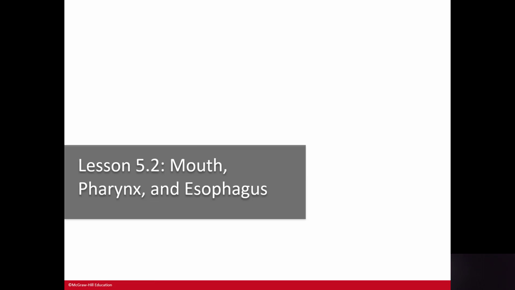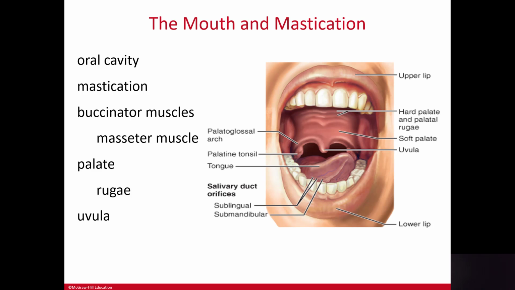Hey everyone, welcome to this next mini lesson on the GI system. This time we're going to look at the mouth, the pharynx, and the esophagus, some structures and functions, and some disorders. So let's look at the mouth and mastication.